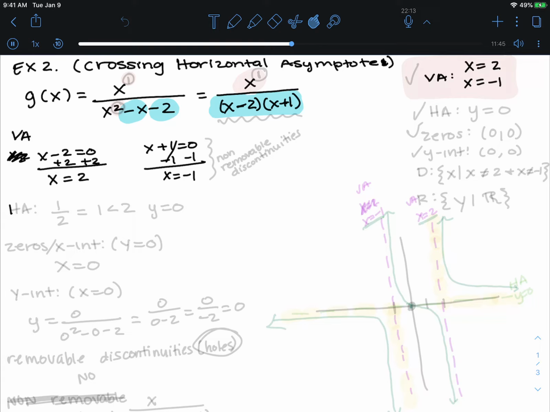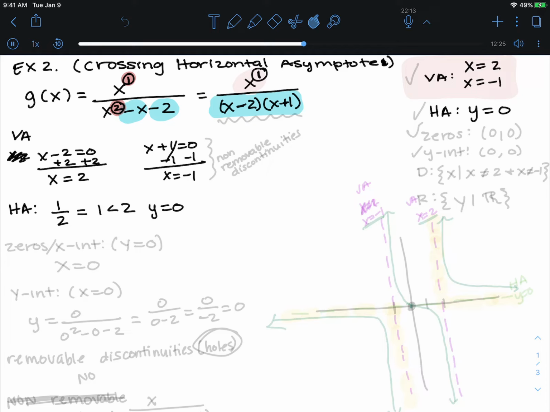Okay? Now for the horizontal asymptote, I have the highest degree here, which is 1, and then the highest degree here is a 2. Okay? So that means that for the horizontal asymptote, I'm going to have 1 over 2, right? Which is 1 is less than 2, which therefore means that I am going to have an asymptote at y equals 0. And if you guys don't remember those rules, just go back to your notes and it's going to be right there. So make sure to remember those rules. So here it's going to be at y equals 0.